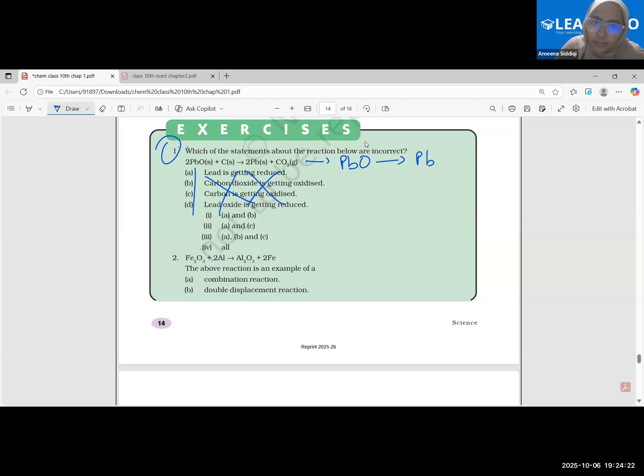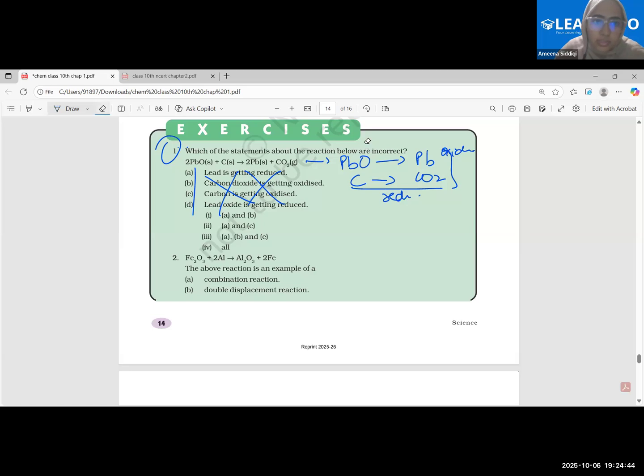Second, carbon is getting oxidized. From carbon to carbon dioxide, CO2. Okay. Now that is what we have. Therefore, this is the reducing agent, and this is the oxidizing agent. Okay. Let's see what the options are saying.